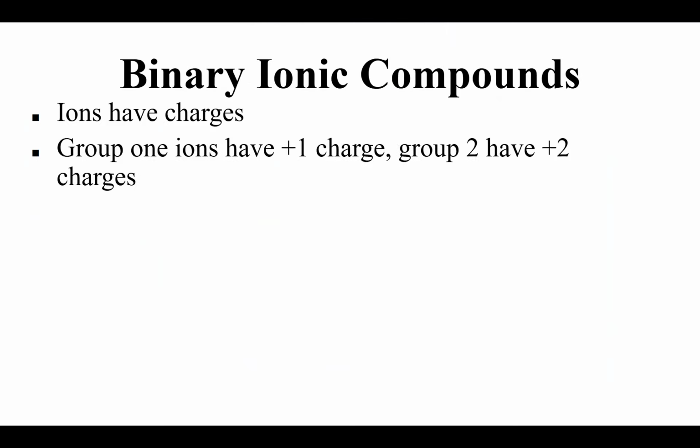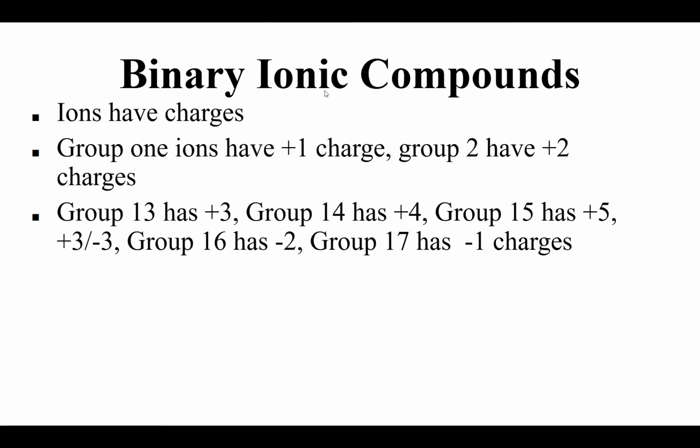So ions have charges. Group 1 ions have a +1 charge, remember. Group 2 has a +2 charge because in group 1 they have one valence electron. They'll lose that to become a +1. Group 2 has two valence electrons. They'll lose those to become a +2 charge. Group 13 is going to have a +3 charge. Group 14, if there are any metals in group 14, it's going to be a +4.